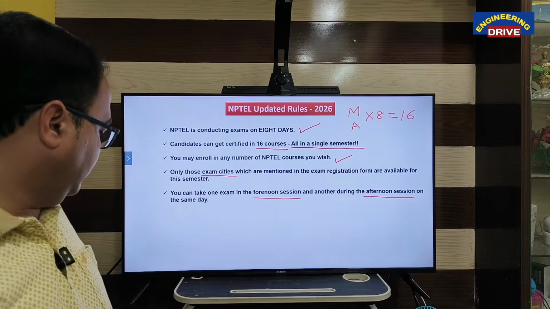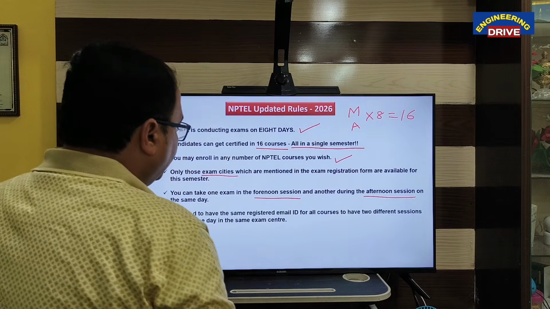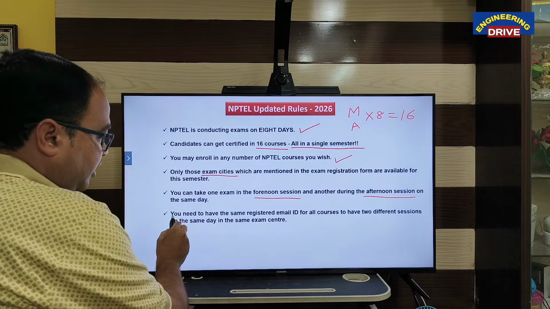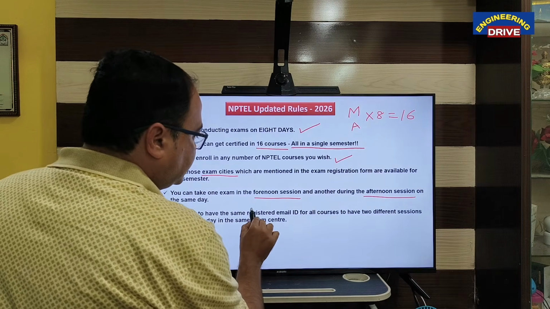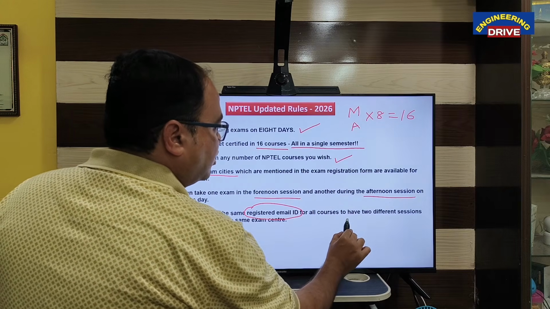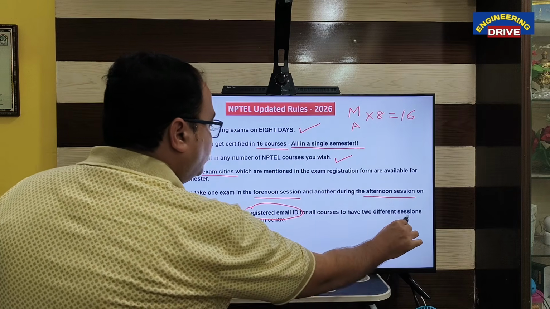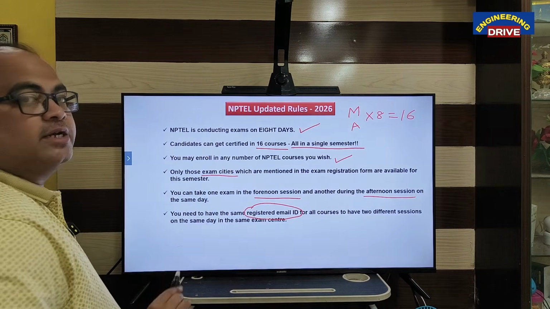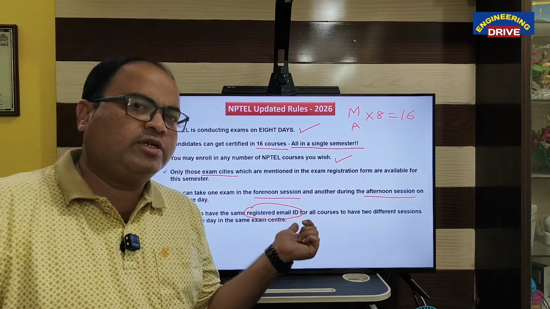Okay. Next, this is a very important point, my dear NPTEL aspirants. You need to have the same registered email ID. This is very important for all the courses to have two different sessions on the same day in the same exam center. Sir, can you clarify this point?